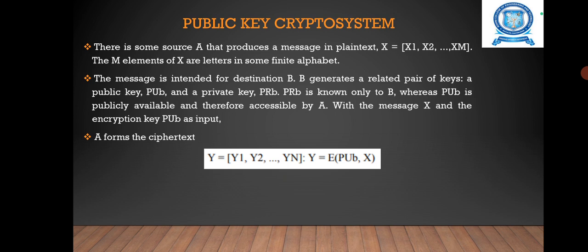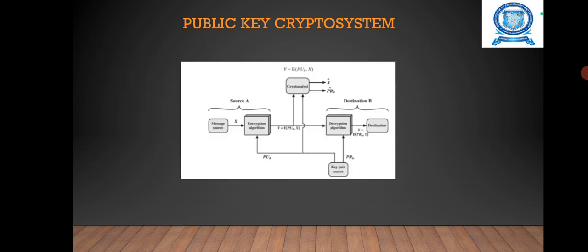Here B generates a related pair of keys, a public key PUB and a private key PRB. PRB is known only to B, whereas PUB is publicly available and therefore accessible by A. With the message X and the encryption key PUB as input, A forms the ciphertext Y equal to Y1, Y2, dot dot YN, Y equal to E of PUB comma X. Next, we are going to see some diagrams for the public key cryptosystem.